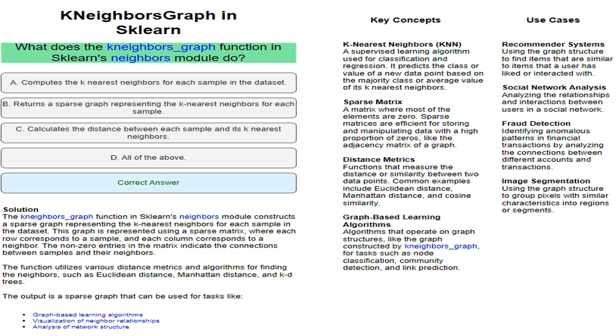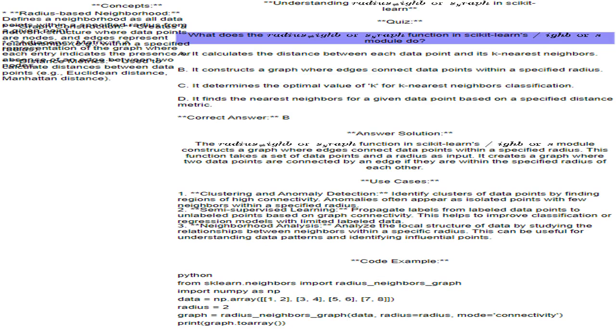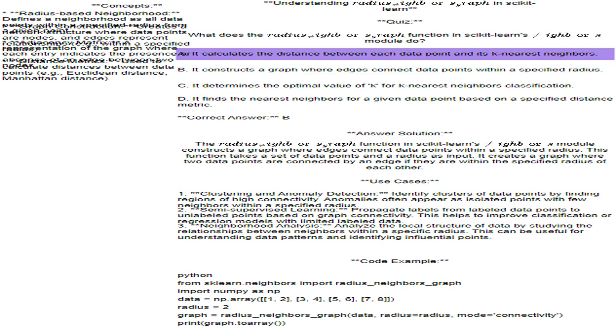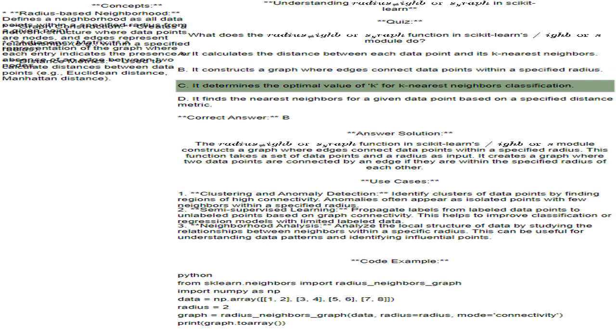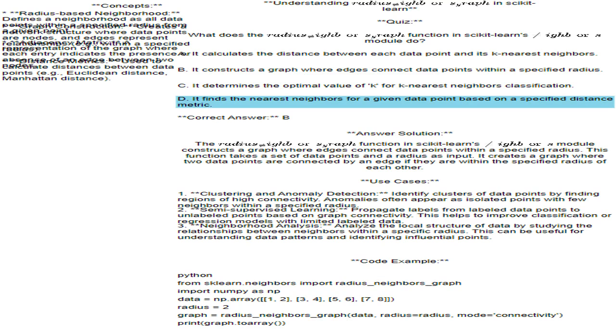What does the radius neighbors graph function in scikit-learn's neighbors module do? A. It calculates the distance between each data point and its k nearest neighbors. B. It constructs a graph where edges connect data points within a specified radius. C. It determines the optimal value of k for k nearest neighbors classification. D. It finds the nearest neighbors for a given data point based on a specified distance metric.